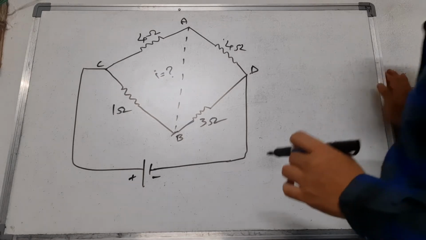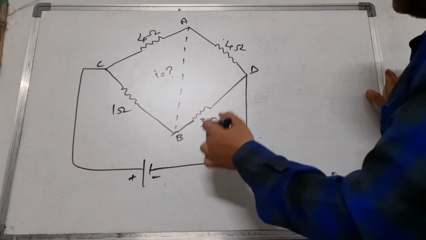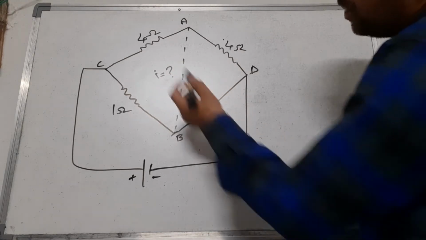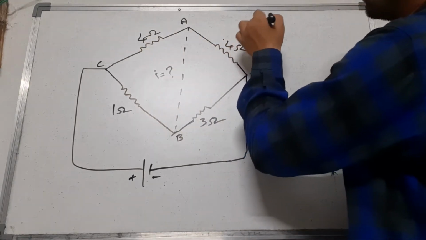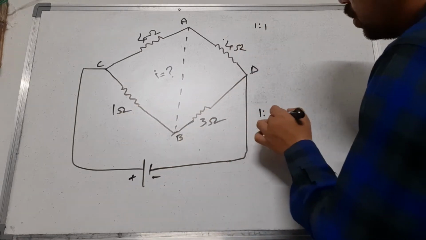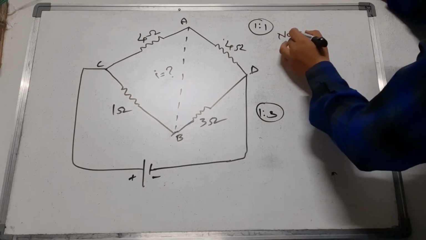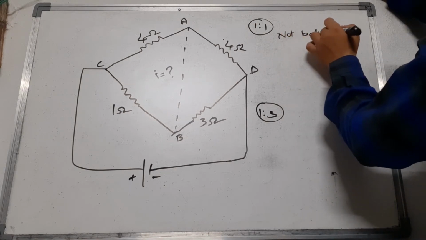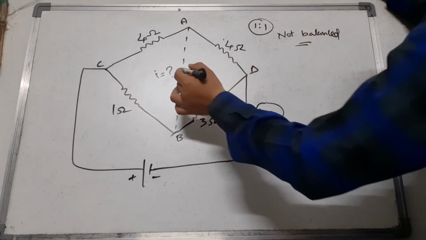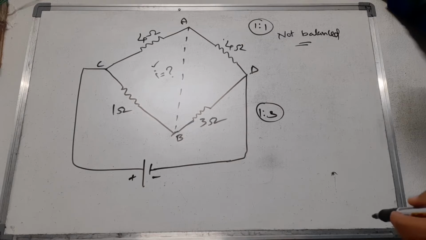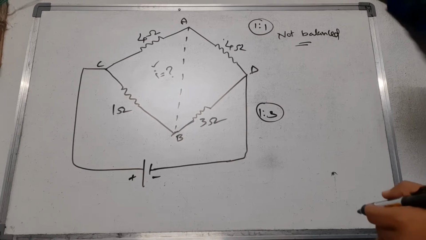So how to find, first of all, here whether the bridge is balanced. Here you can't say the current is 0. Why? Because 4/4 is 1:1 ratio. This is 1:3 ratio. So bridge is not balanced. So there is a flow of current in A to B. Okay. So how to find that one, whether the current is flowing or not? So what shall we do?